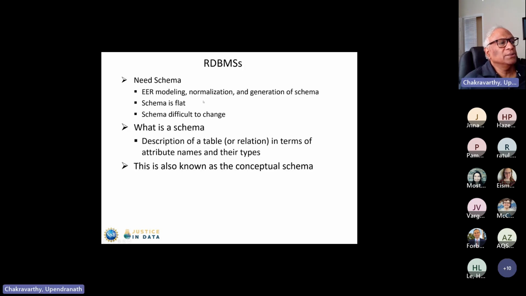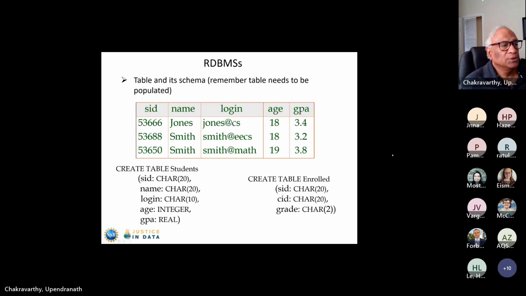So a relational DBMS needs a schema. A schema is a description of a table. And as I said, this is also a conceptual schema. So here is an example of a table and the schema for this table. When you first express the schema, it says, here is a table whose name is student, SID has character type of 20 characters, name, age is an integer, GPA is a real number. This gives you the schema.